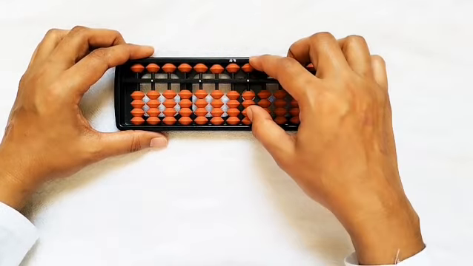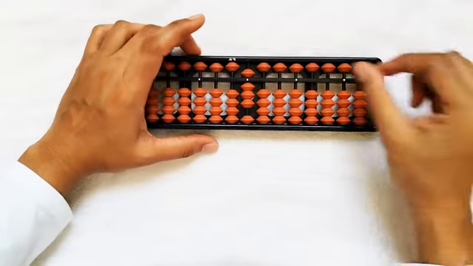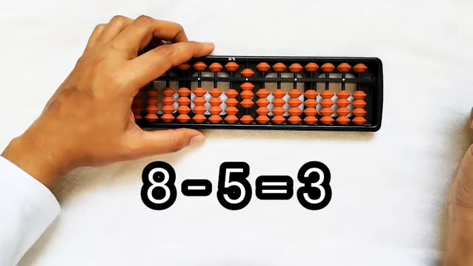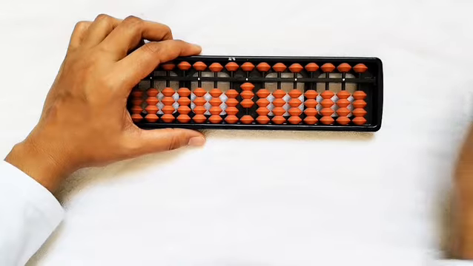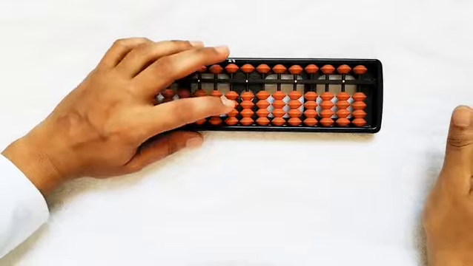Okay, let's take 8 less 5. Now this is the heaven bead. Heaven bead, during subtraction, it goes up. The answer is 3.